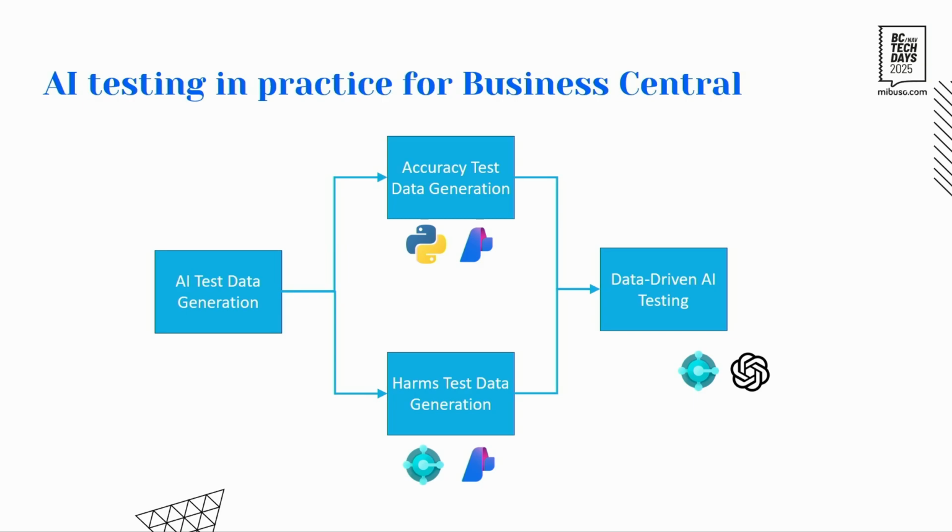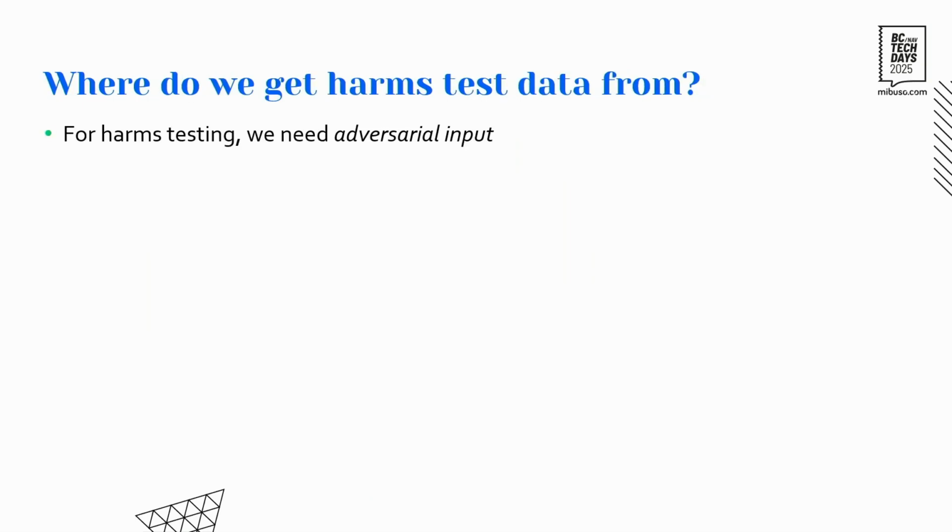So now we have accuracy tests. I guess the way we work is we come up with these accuracy tests, and then based on internal bug bashes, external feedback, and so on, we supplement with additional test cases to keep this up to date. But that still doesn't get us to harms or safety testing, right? So the problem is, where do we get this harms test data from?